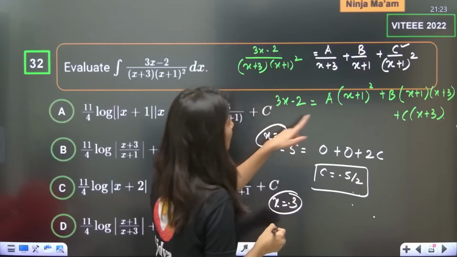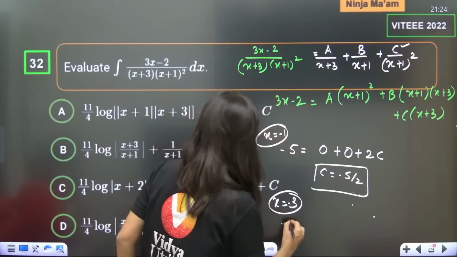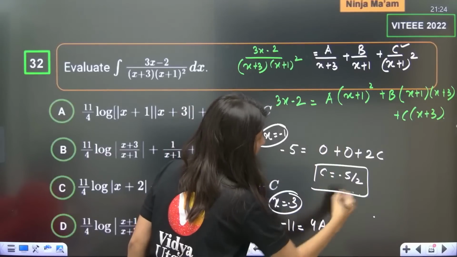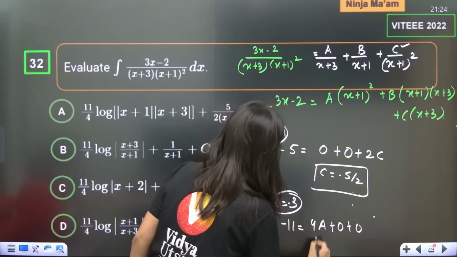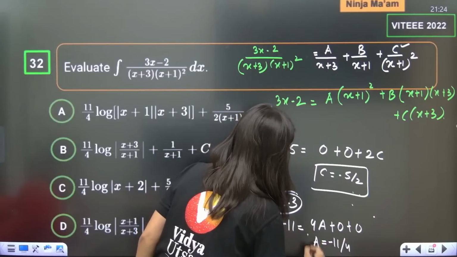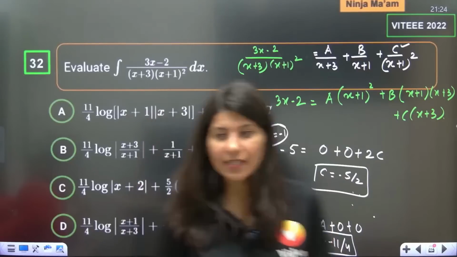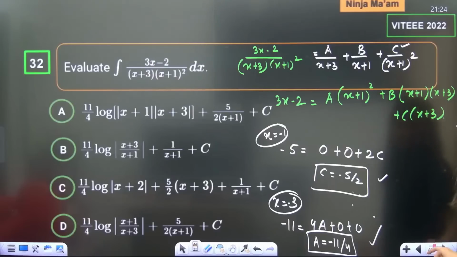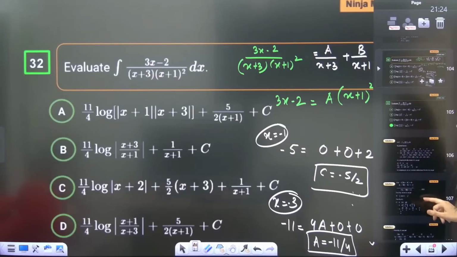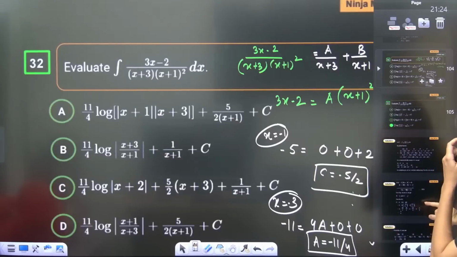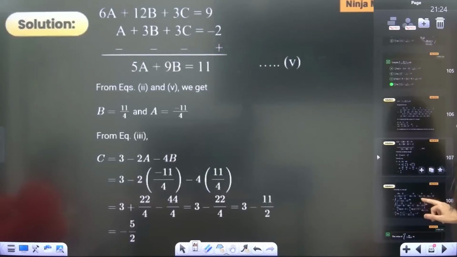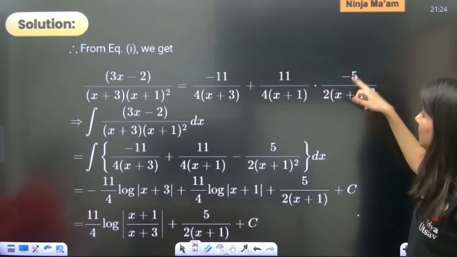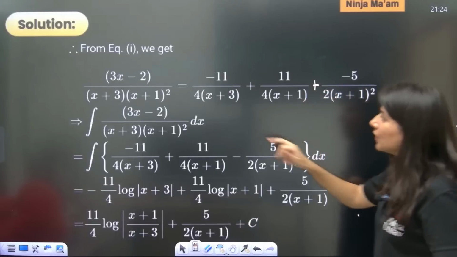If you put x equals to minus 3, so this is minus 11 is equals to minus 3 if you put over here. So, this is 4a, rest 2 will be 0 and 0. So, a is nothing but minus 11 by 4. A is minus 11 by 4, c is minus 5 by 2. Correct? Okay, and similarly you just calculate the value of b. So now the value of a will be minus 11 by 4, value of b is 11 by 4, value of c is minus 5 by 2. Correct?